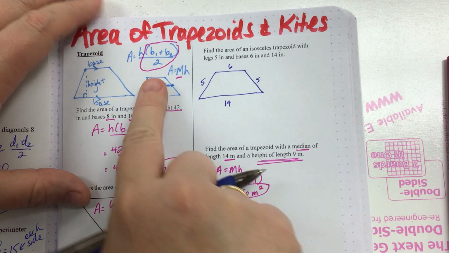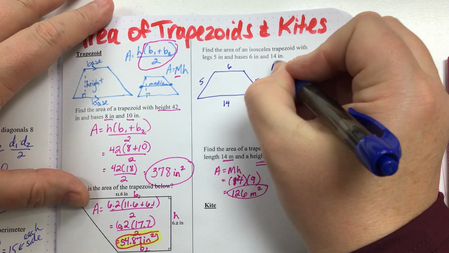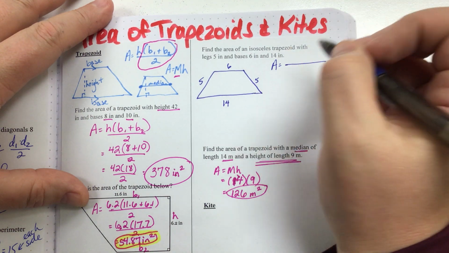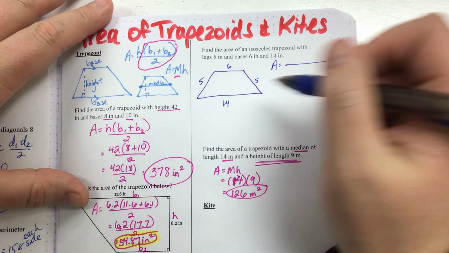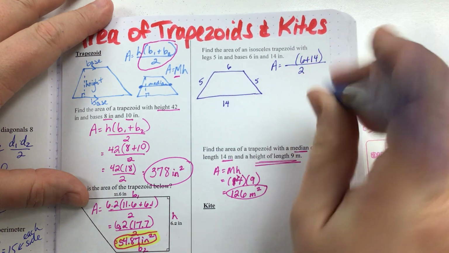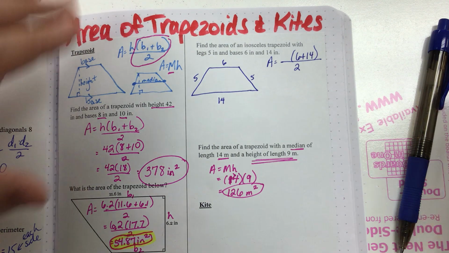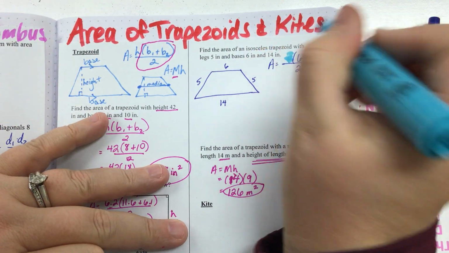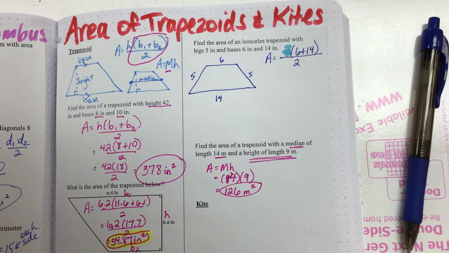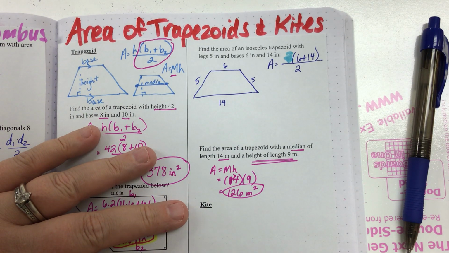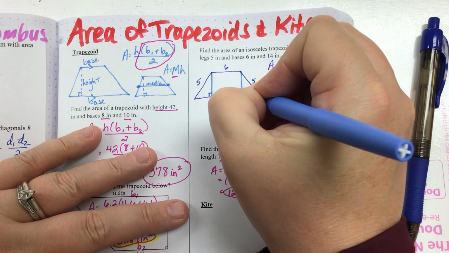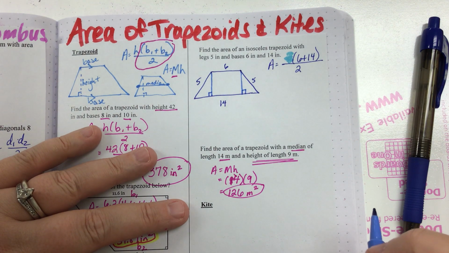So again, if you think back to this area formula here, area is height times the sum of the bases divided by 2. I don't know the height. The height is not 5, but I do know the bases are 6 and 14. But again, I am missing this height. That's what we need to find. So to do that, what we're going to do is draw in a height. We're actually going to draw in two heights. We're going to draw one in here, and we're going to draw one over there.